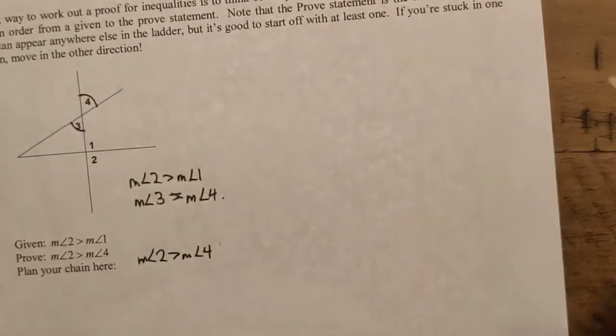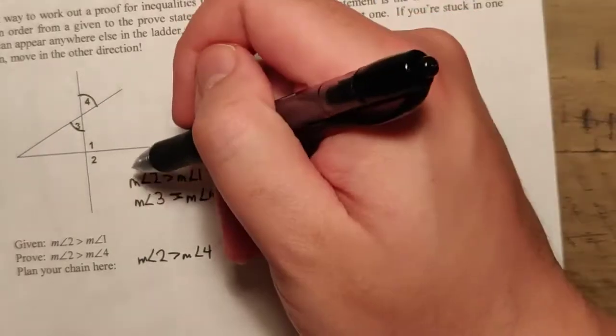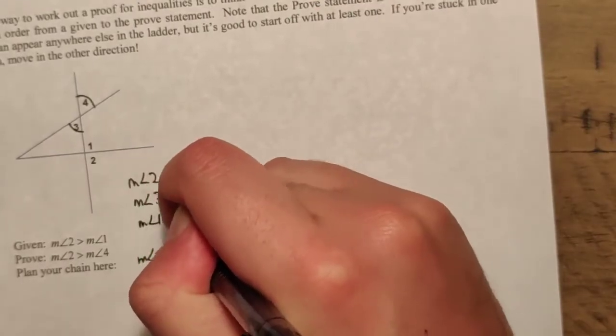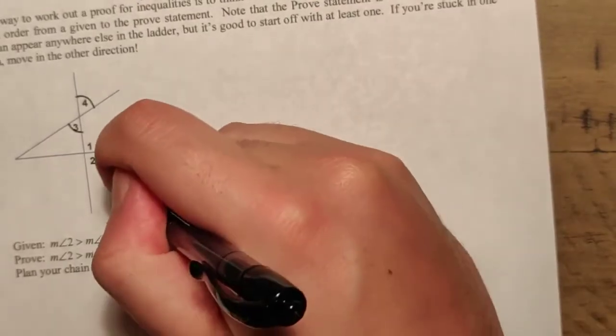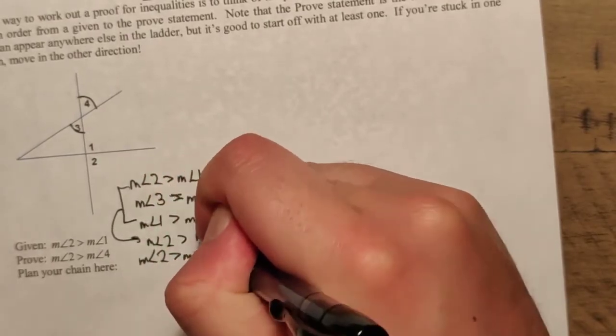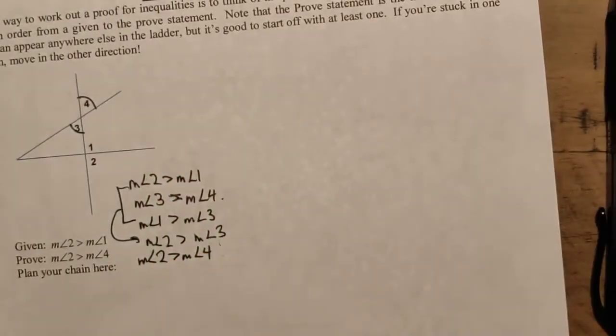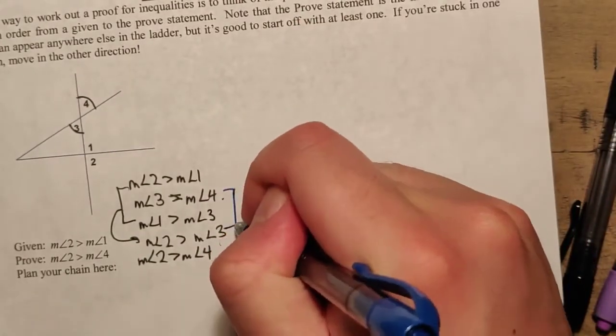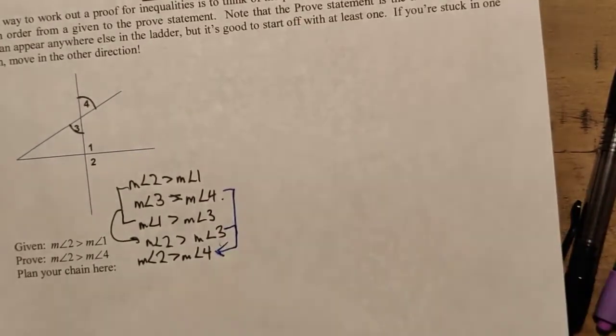Now, if I knew that 1 is greater than 3, because if I knew that, then I can link that with 2 is greater than 1. So if I knew that the measure of angle 1 is greater than the measure of angle 3, I can link these two things together and get the measure of angle 2 is greater than the measure of angle 3. And then I can link these together and get this to our goal, okay?